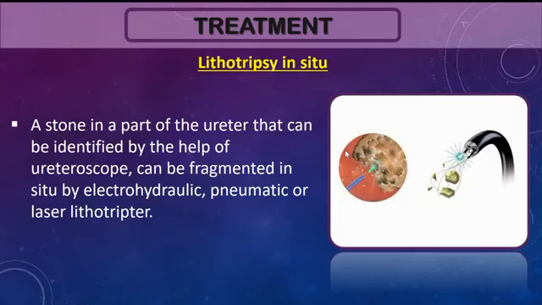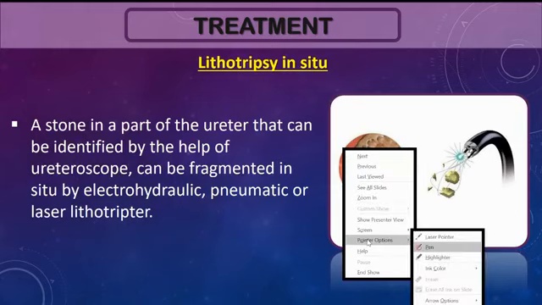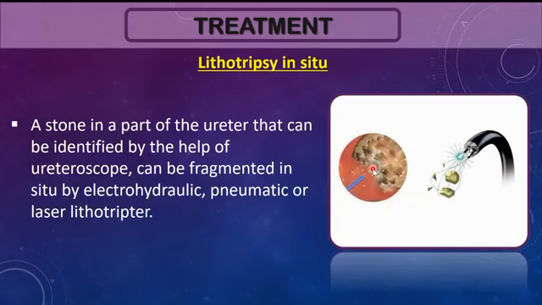Another one is lithotripsy in situ. A stone in a part of the ureter that can be identified with the help of a ureteroscope can be fragmented in situ by electrohydraulic, pneumatic or laser lithotripsy. And sometimes some surgeons prefer to do ESWL from the exterior whenever the stone lies between the transverse processes of two vertebrae. In that case, sometimes they go directly to ESWL without the ureteroscopic approach.